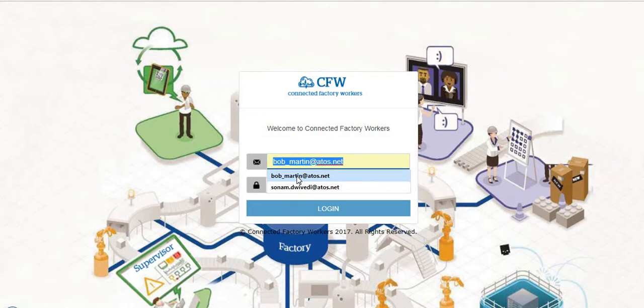To develop this solution we are simulating readings of body temperature, heart rate, breathing rate, cadence and activity. Cadence is just the modulation of your voice. So I am logging in with the credential of 1 worker.